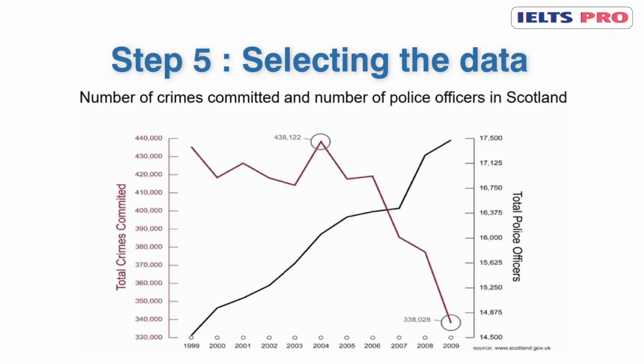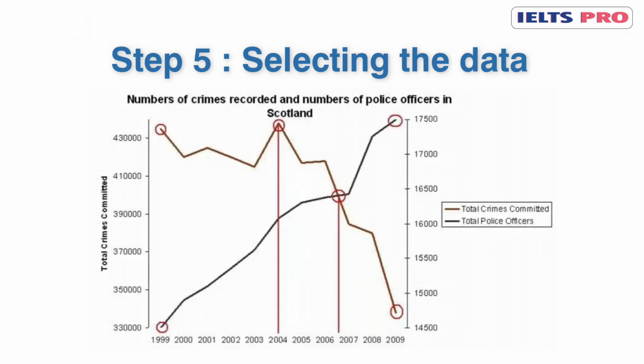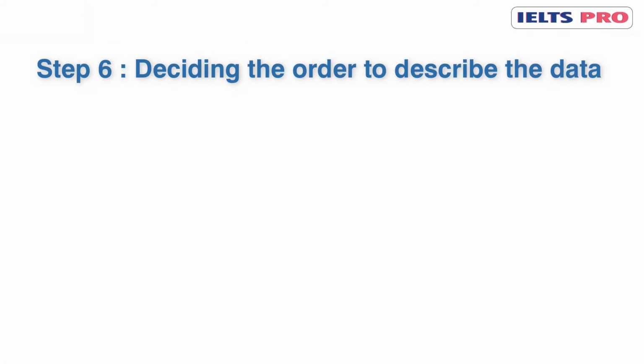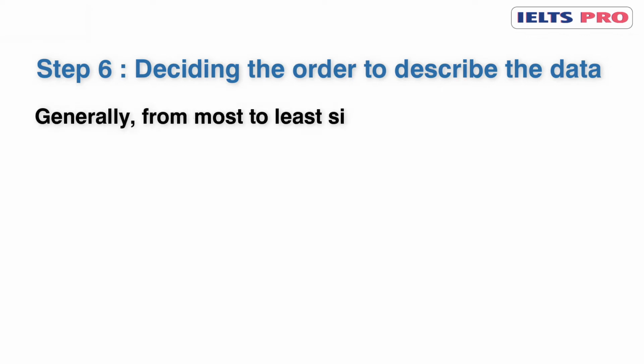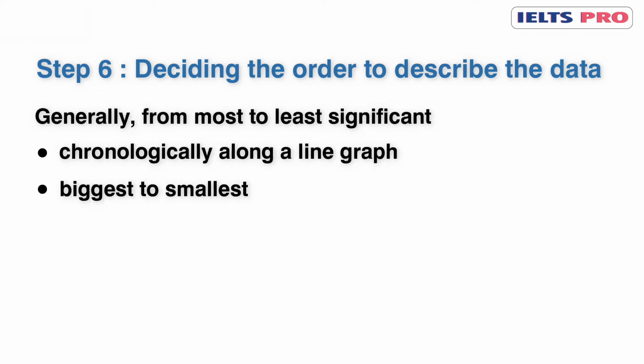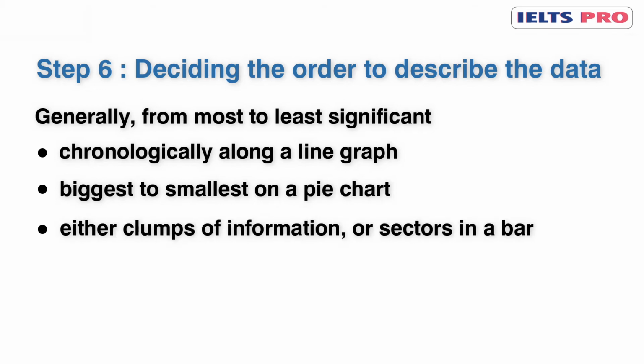Step 5. Selecting the data. Step 6. Deciding the order to describe the data. Generally, from most to least significant. Chronologically along a line graph. Biggest to smallest on a pie chart. Either clumps of information, or sectors in a bar chart.